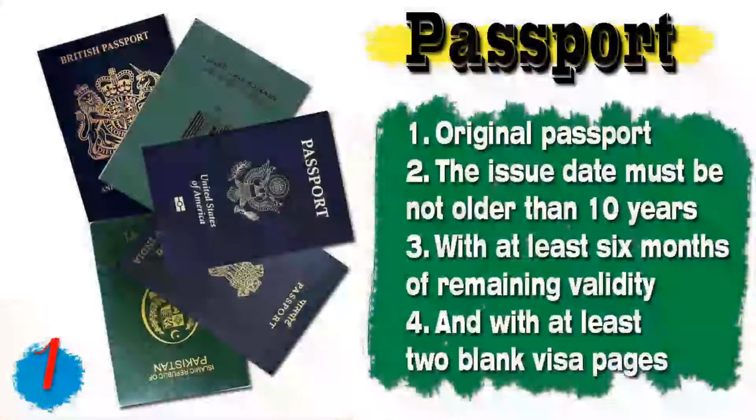Speaking about the documents you will need to apply for the visa, the first document is your passport. The passport must be original. The issue date must be not older than 10 years, with at least 6 months of remaining validity, and with at least 2 blank visa pages for the stamps. Number 2, you will need a photocopy of your passport.